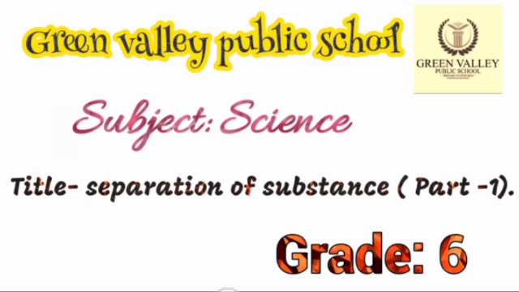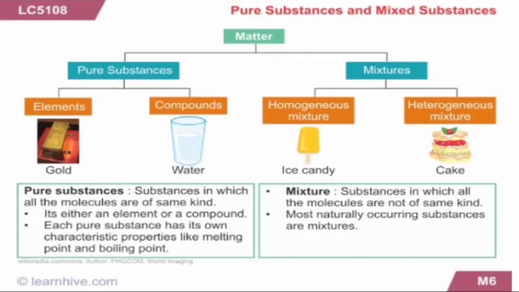First one, pure substance and mixtures. We use a variety of substances in our everyday lives. These substances are made up of small particles called molecules. These substances are of two kinds. One is pure substance, the other one is mixtures. Substances that contain only one kind of particles are called pure substance. For example, water is a pure substance as it consists of only one type of particles.